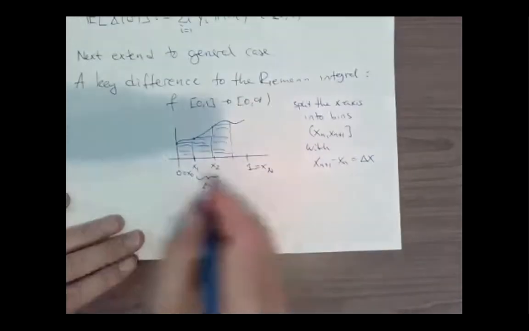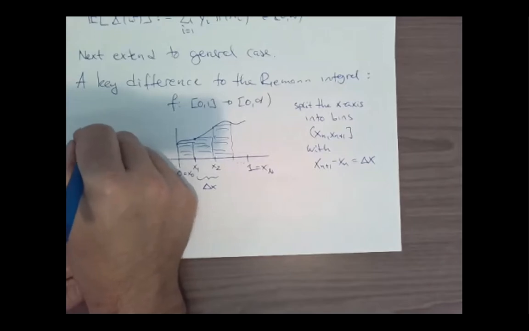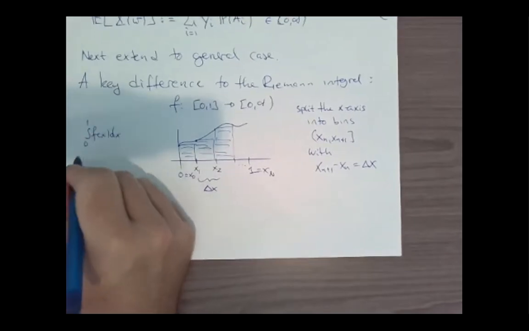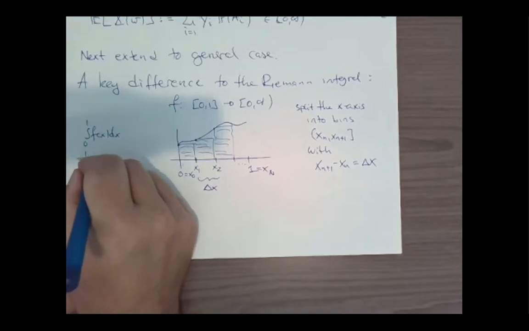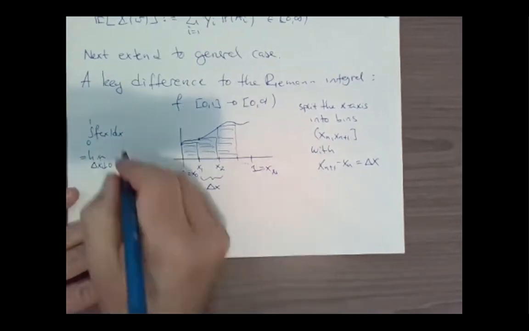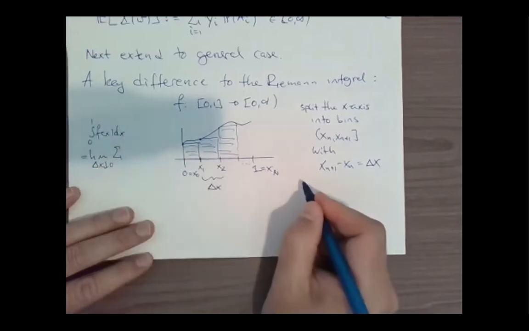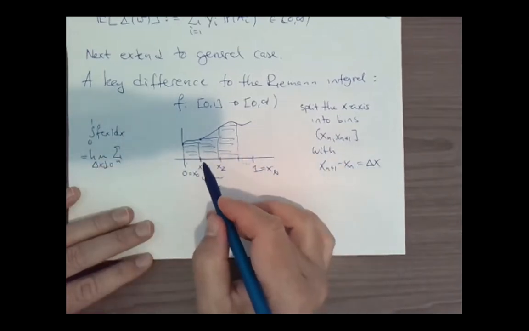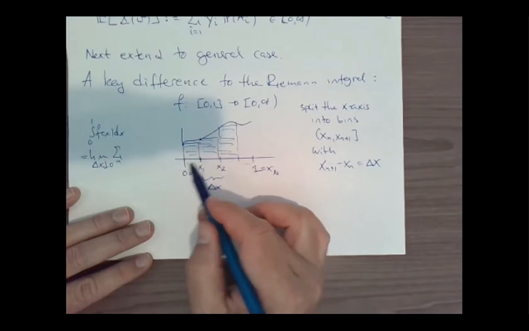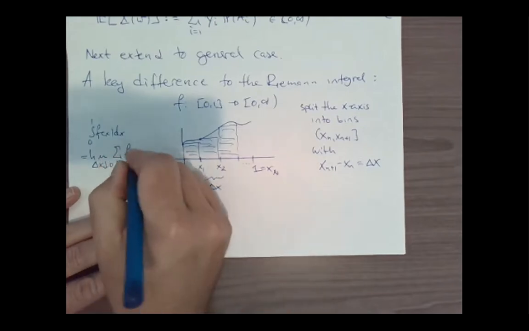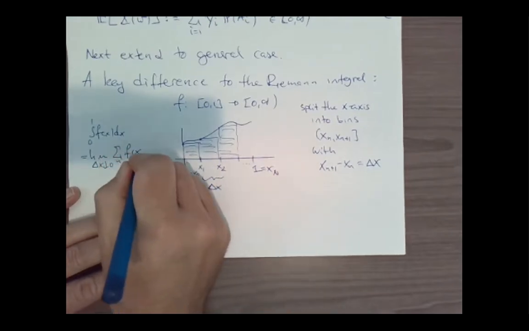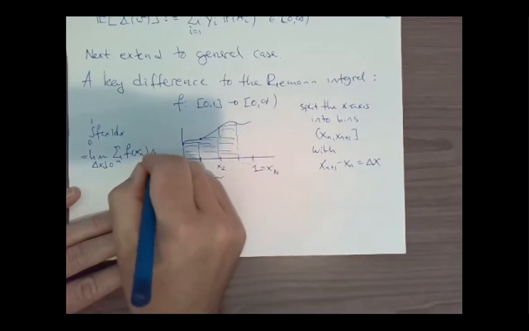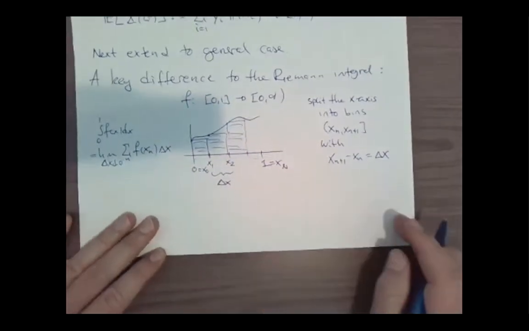So you want to look at the integral of f of x dx from 0 to 1. You're thinking about this as being a limit as delta x goes to 0 of these sums. If you use left endpoints, it will be the sum of f of x_n times delta x, something like that.